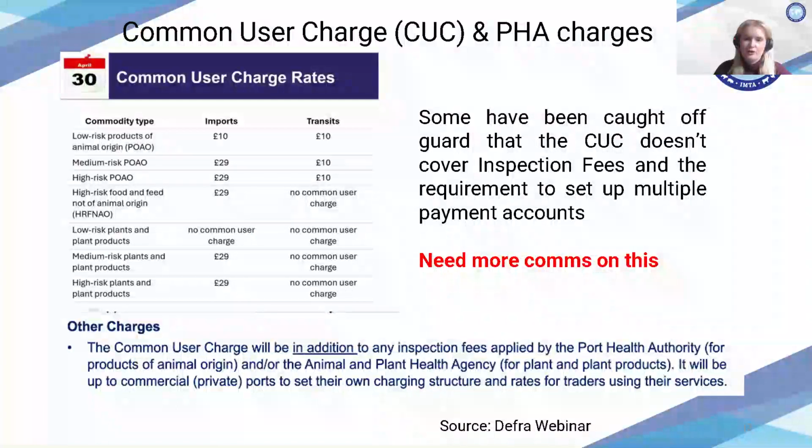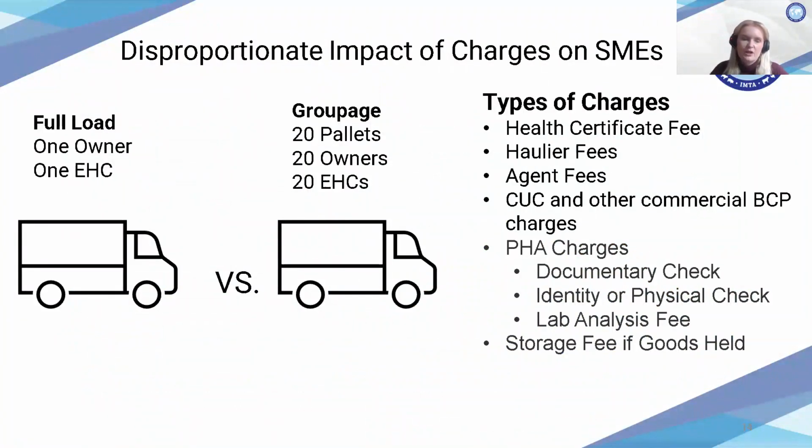So that's created a huge amount of administrative burden on companies, having to go around trying to find out what the fees are, having to set up multiple payment accounts. And that's all adding costs into the system. And I think a lot of this was caused by the late notice of the changes, particularly on the common user charge. I'll look at the next slide on the disproportionate impact on small companies.